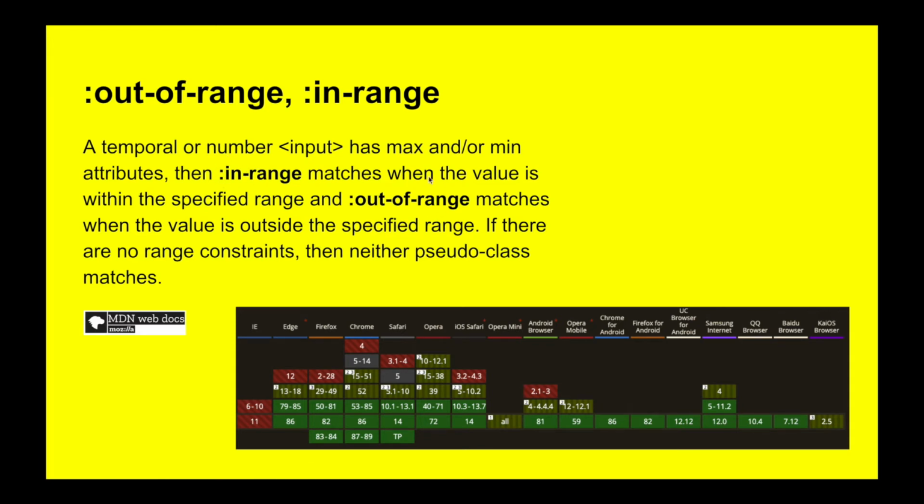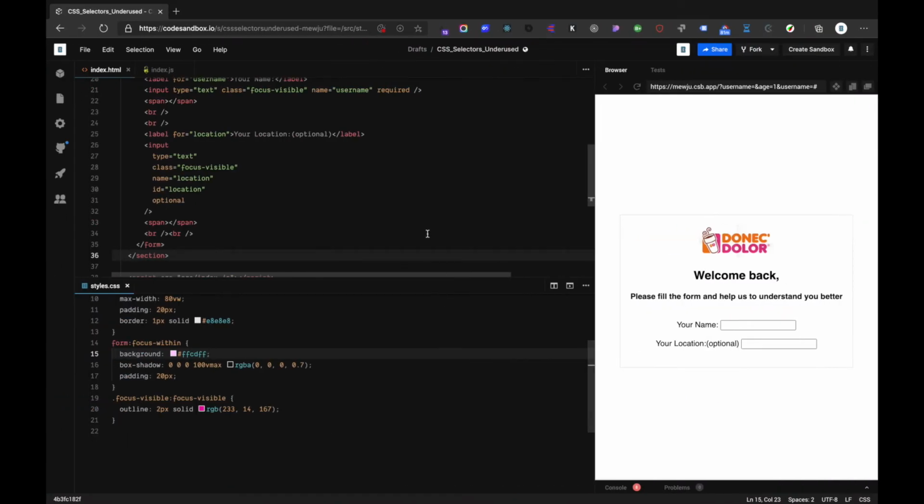So in-range and out-of-range are the pseudo selectors, and if there are no range constraints, then neither pseudo-class matches. Looking at Can I Use, it's pretty much supported in major browsers. So let's go ahead and implement this.